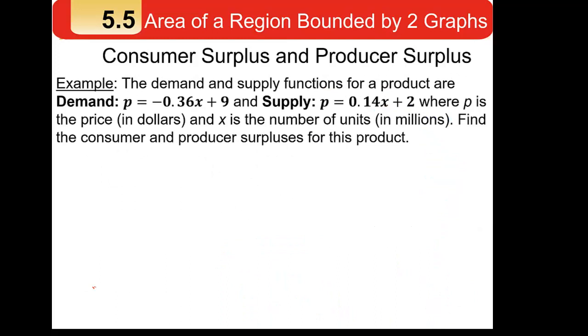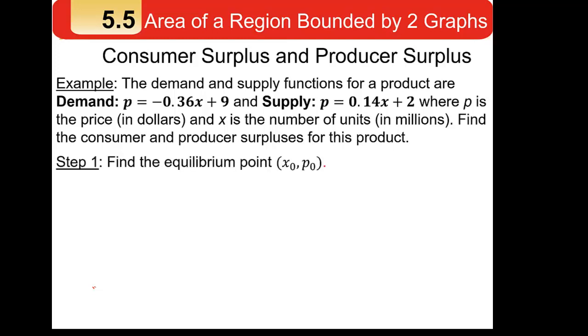For example, suppose the demand and supply functions for a product are: the demand is P equals negative 0.36x plus 9, and the supply function is given by P equals 0.14x plus 2. Remember, P is the price, in this case in dollars, and x is the number of units, in this case in millions of units. And we want to find the consumer and producer surpluses for this product.